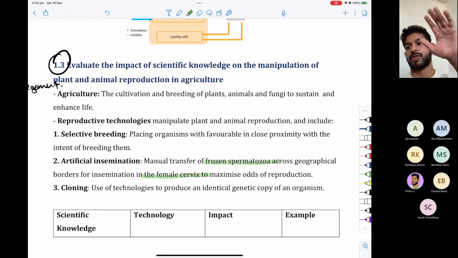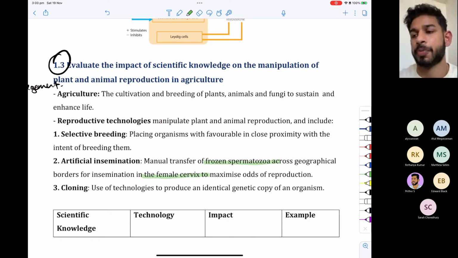When you've got an answer, can you hit the raise hand icon? I just want you to evaluate the impact of scientific knowledge on the manipulation of plant reproduction in agriculture. We've spoken about animal reproduction. Tell me about plant reproduction. Hit the raise hand icon once you've done that. Just jot down about 2 or so lines very quickly, and then I want you to work on how you articulate your answer more than anything. Okay?